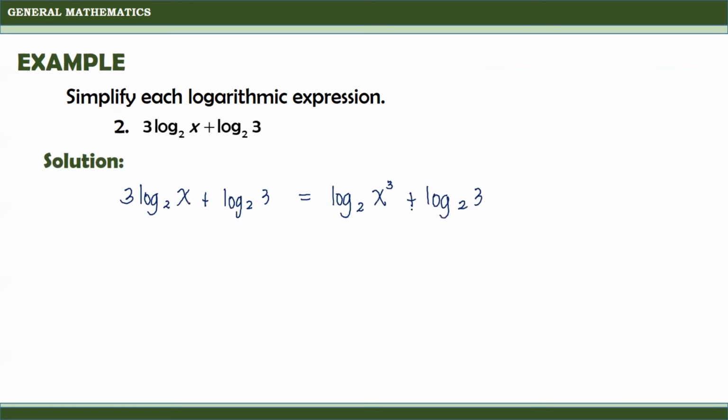Next, since this is addition, we need to multiply the two powers. Hence, we're going to have logarithm of 3x cubed to the base 2. Therefore, this is the simplified form of our given.